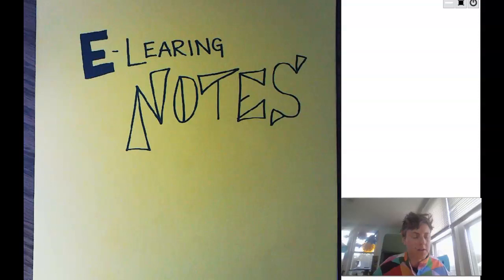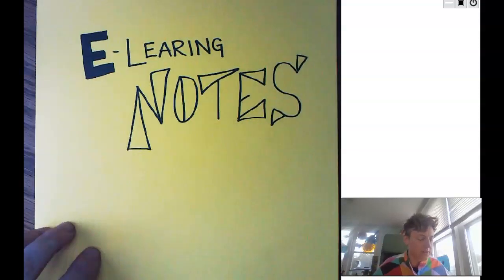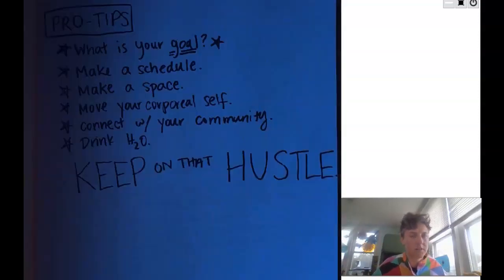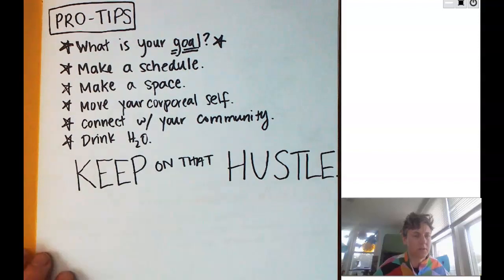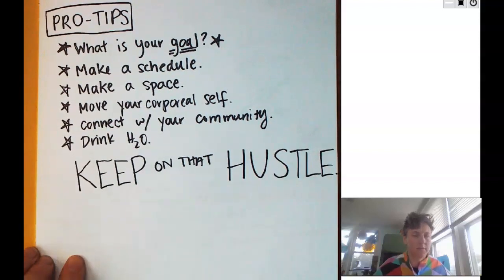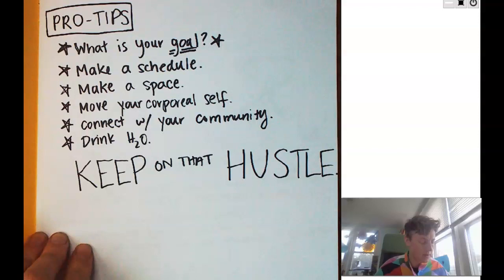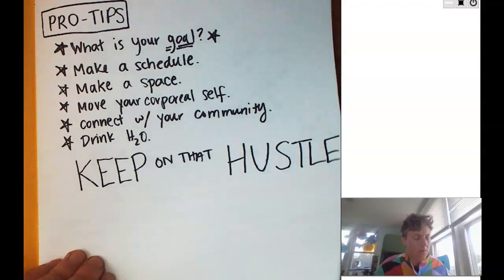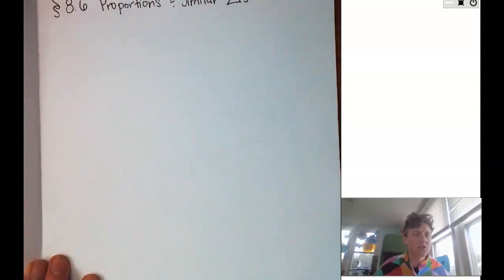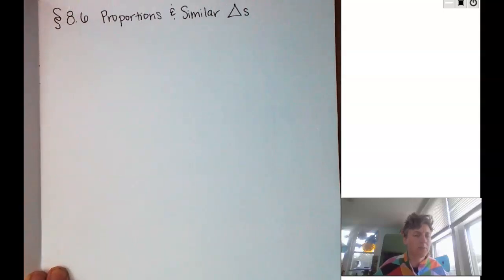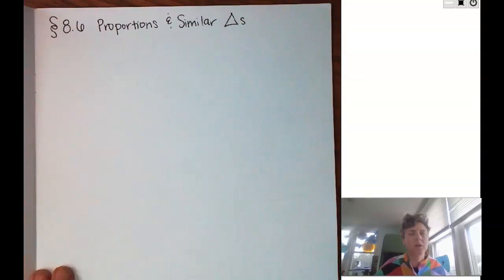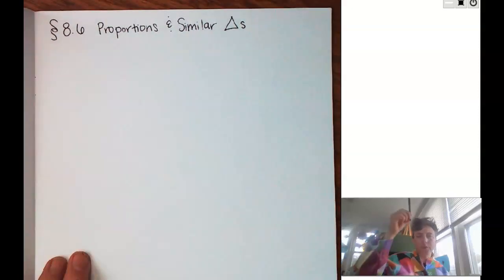We're going to start us off with some delicious material. For some of you, it's a little review. Others of you, it's your first time seeing this piece of beauty. But we're going to go right into section 8.6, proportions and similar triangles. Let's remind ourselves what we're talking about here.